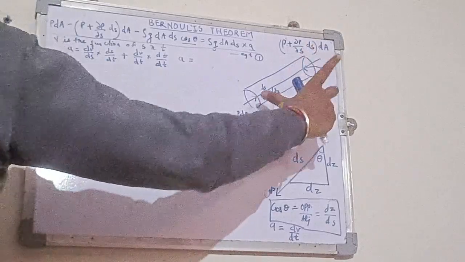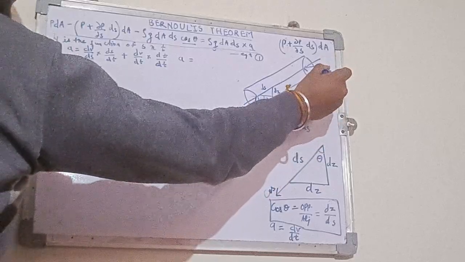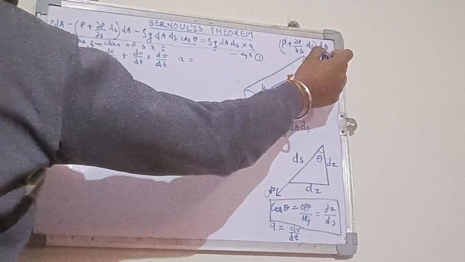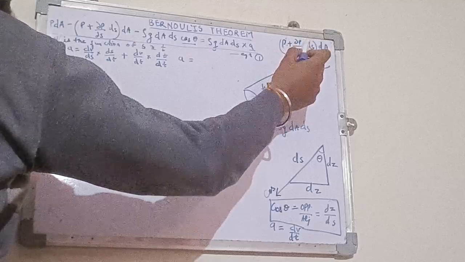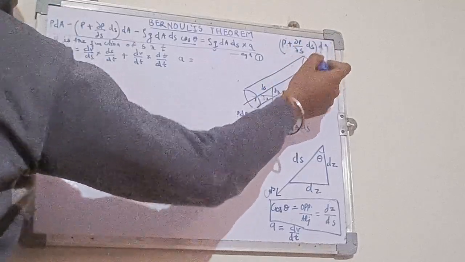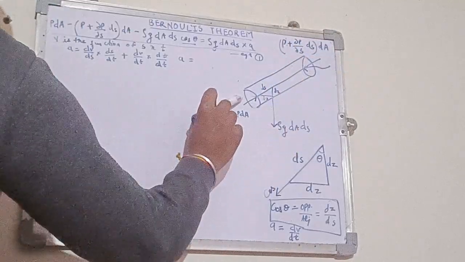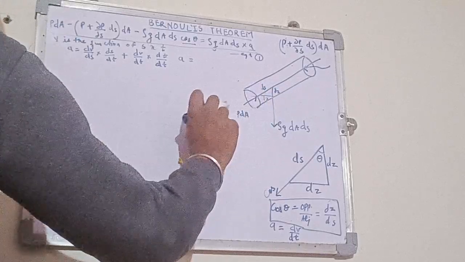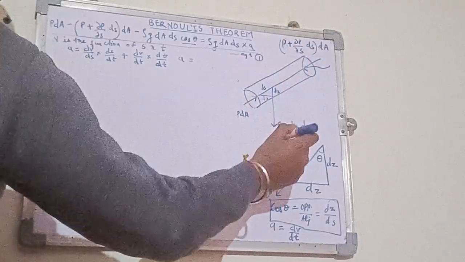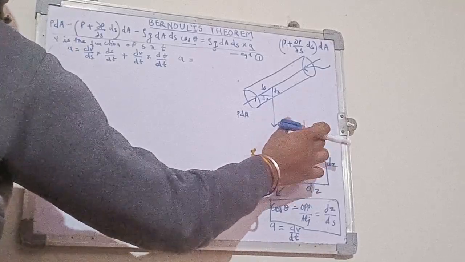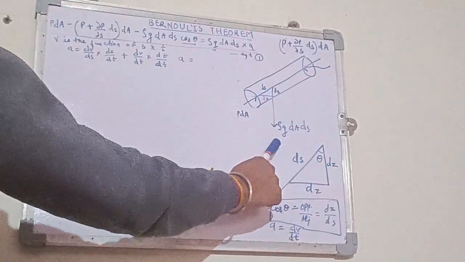Consider a cylindrical element. We can see this element here. The pressure force is force into area, so the force is P plus del P by del S into del S, into area dA. On the opposite side it is PdA. One more force comes from gravity, rho g dA ds.